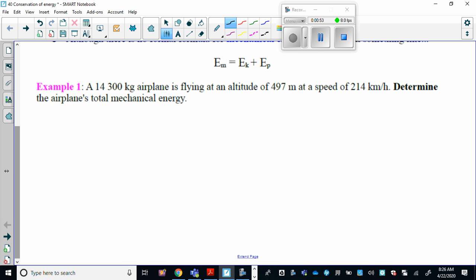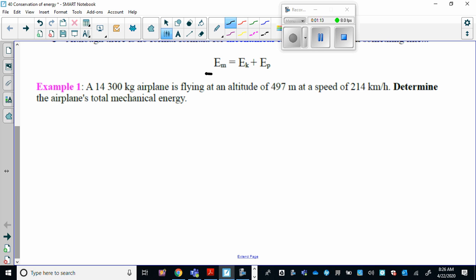So as it plummets towards the ground, its velocity is going to increase, therefore its kinetic energy will increase, but its potential energy will be less because it's closer to the ground. But if you add those together, they will always equal the same amount of mechanical energy. So the first thing we need to do is calculate how much mechanical energy that plane has.